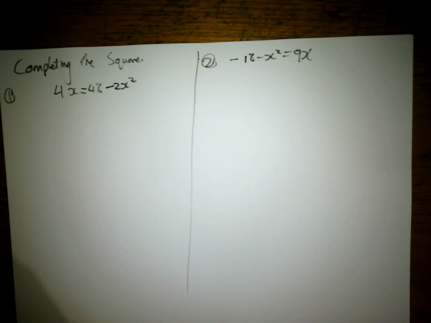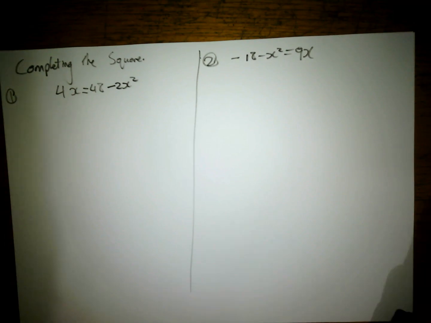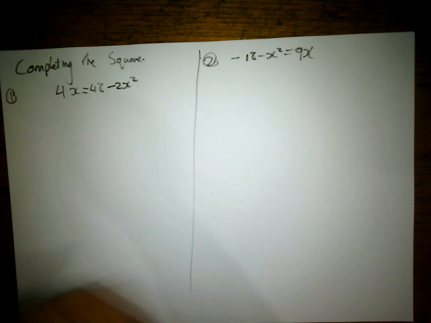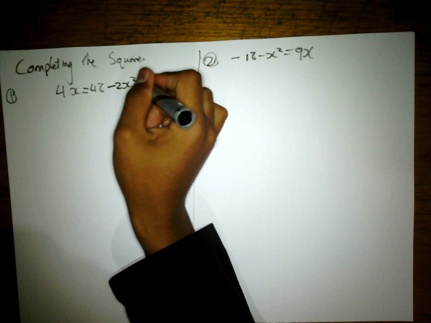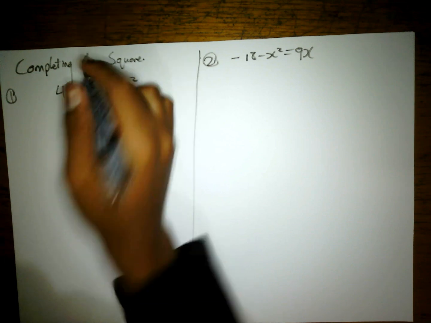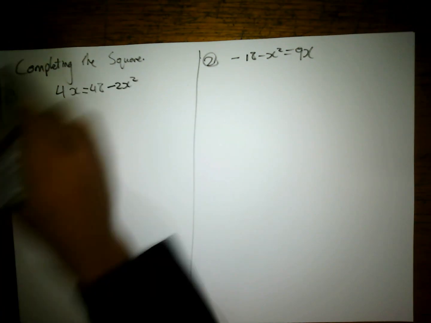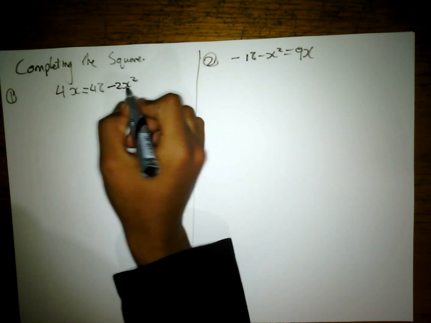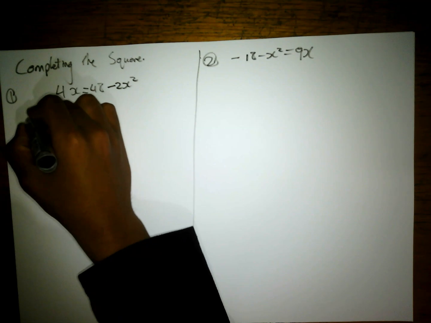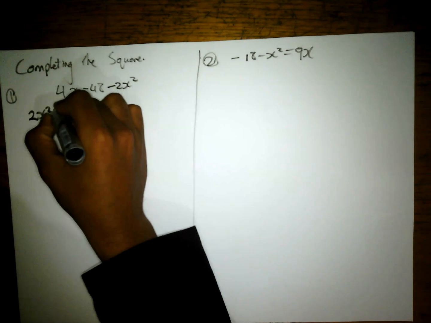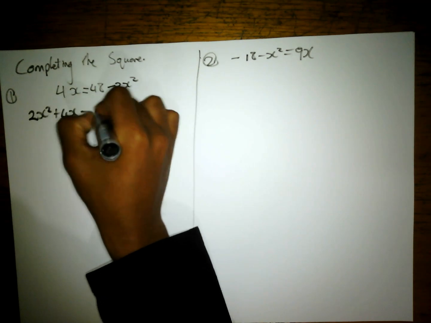So when we do this, you want anything with the x to be on the left-hand side, or on one side. I'm going to bring it to that side because I don't want a negative value in front here. So I'm going to have positive 2x squared plus 4x equals 48.